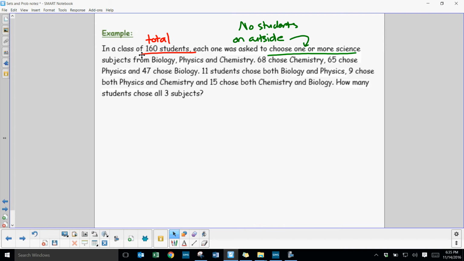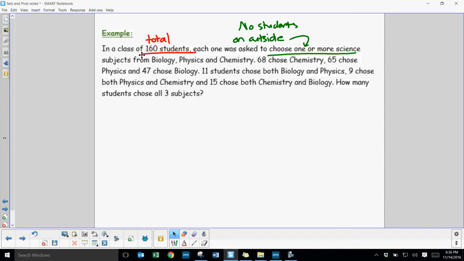So they're asked to choose 1 or more science subjects from biology, physics and chemistry, and we're told 68 in total chose chem, so that's the whole circle, 68. 65 chose physics, so the whole circle for physics should add to 65, and 47 chose bio, so the whole circle for bio should add to 47. Now there's a bit about intersects. So we're told 11 students in total chose biology and physics, so that's referring to that whole intersection part there. For example, these kinds of things. You'll see when I draw them on the Venn diagram, it'll be better.